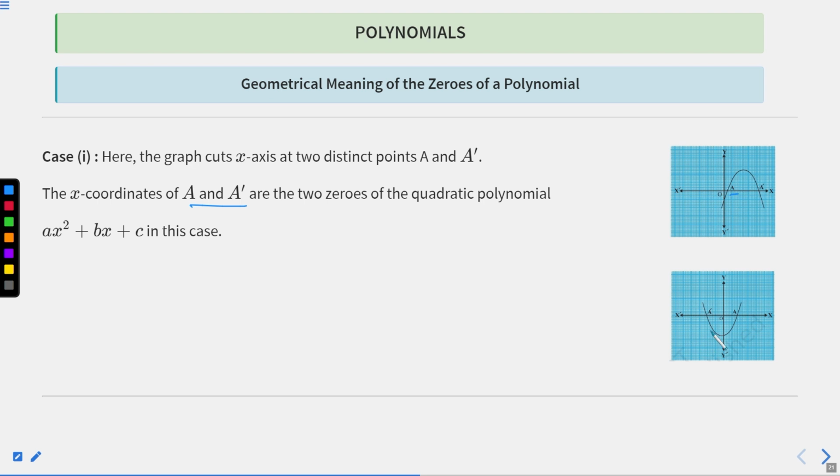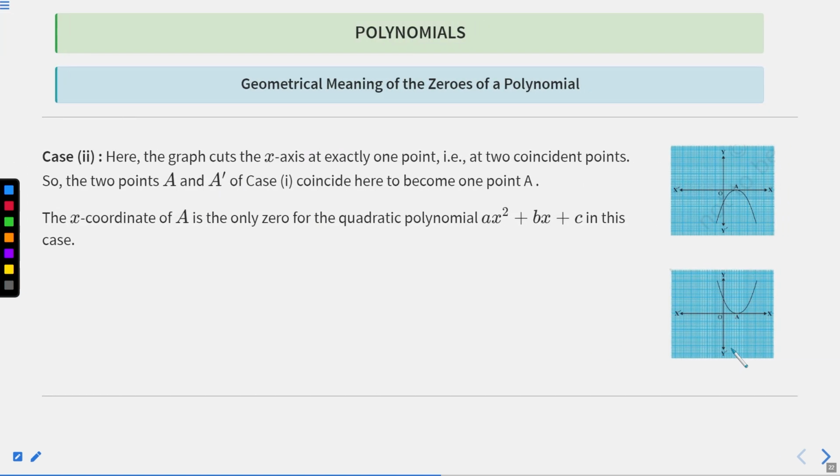Okay, and in the second graph, you can see this graph looks like it is open upwards. Okay, so here the coefficient of x square is positive. And here you can also observe that this graph intersects the x-axis at two points A dash and A. Okay, and the zeros of this quadratic polynomial are actually the x coordinates of A dash and A. Okay, and in case 2, here the graph cuts the x-axis at exactly one point, that is, at two coincident points. So the two points A and A dash of case 1 coincide here to become one point A.